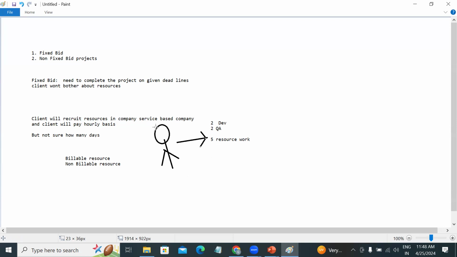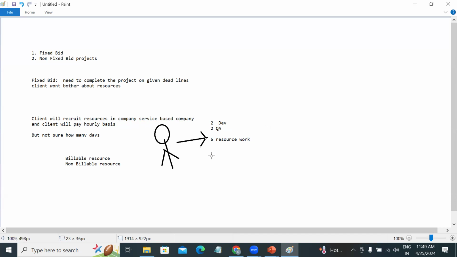Other than that, this is a non-billable resource. These 4 persons are billable resources, meaning on these resource names, JPMC is paying the service-based company, TCS. But JPMC is not paying the dollars for this person, but he is working. So he is a shadow resource. Another name for it is what, sir? Shadow resource. The company's shadow resource, so he doesn't know.